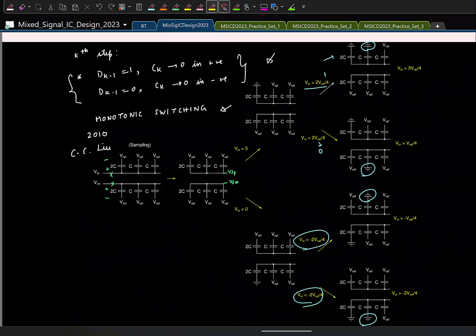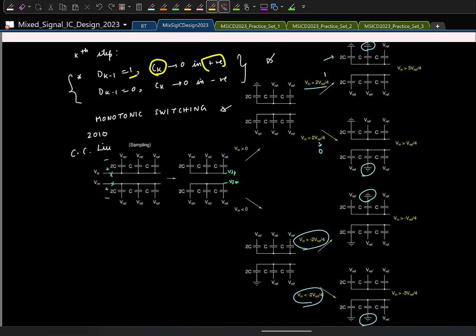So I'll just show the final result. There, the only difference is that we just do one thing in each step. In every step, if the previous comparison was 1, you ground the kth capacitor in the positive half. If the previous comparison result was 0, you flip the kth capacitor to 0 in the negative half. That's all. So as you see, this logic itself is pretty simple. Just need to do one step, and this is more energy efficient, and also the logic is pretty simple to implement. Okay. And this monotonic switching is what is very commonly used now also.